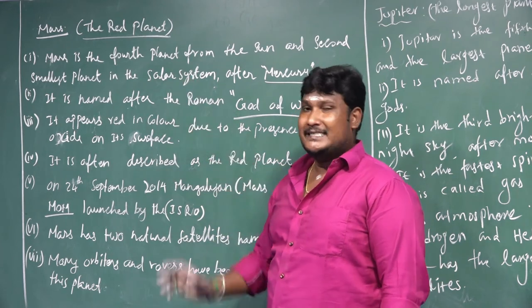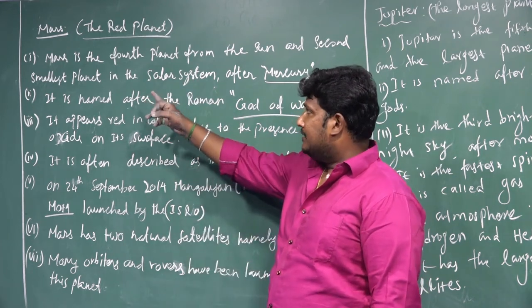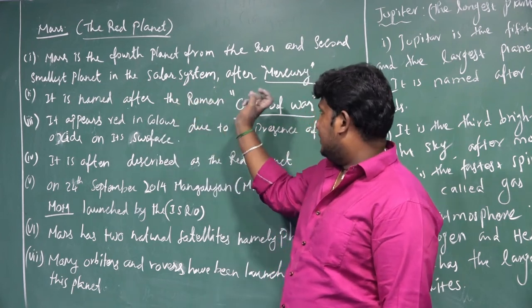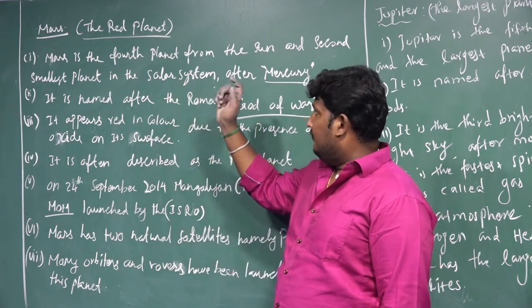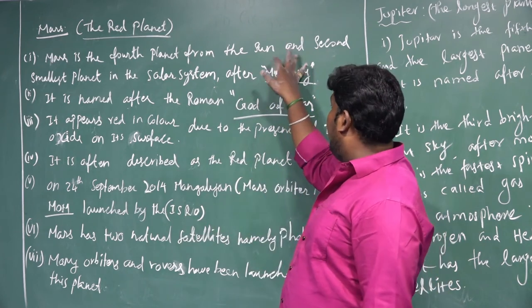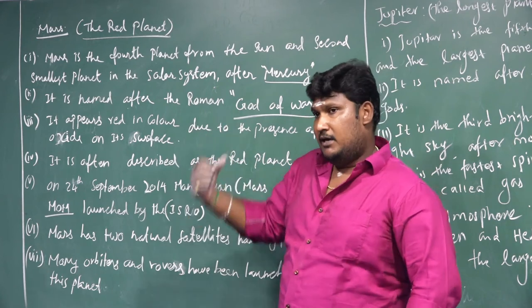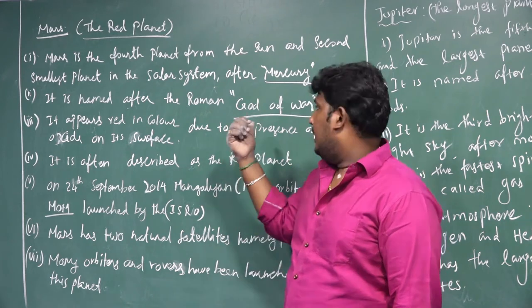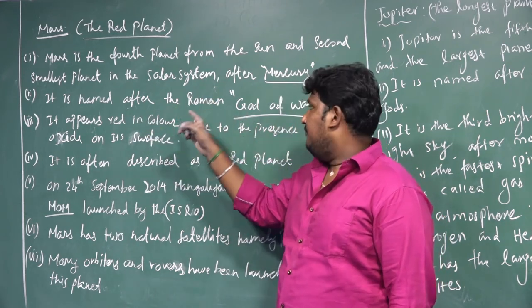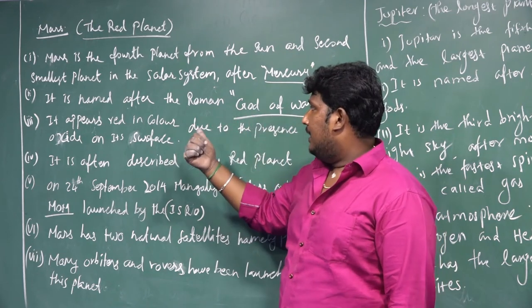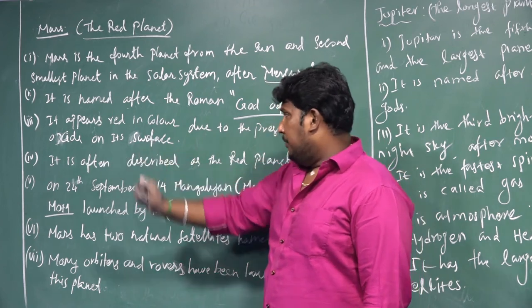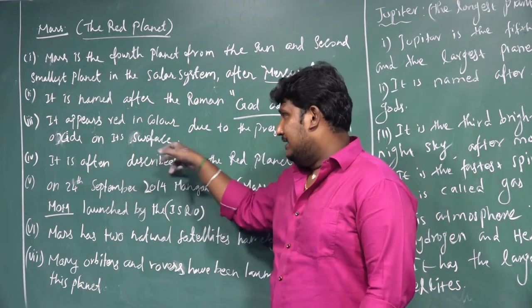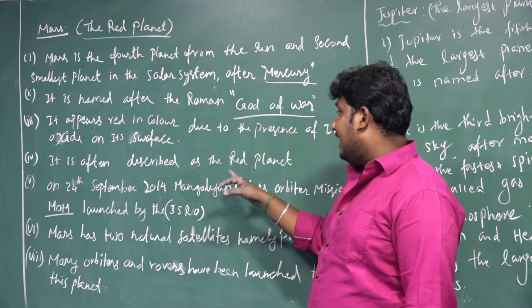The fourth planet is Mars. It's called a red planet. Mars is the fourth planet from the Sun and the second smallest planet in the solar system after Mercury. Mercury is the first planet in small size. The second one is Mars. It is named after the Roman god of war. It appears red in color due to the presence of iron oxide on its surfaces. It is often described as the red planet.